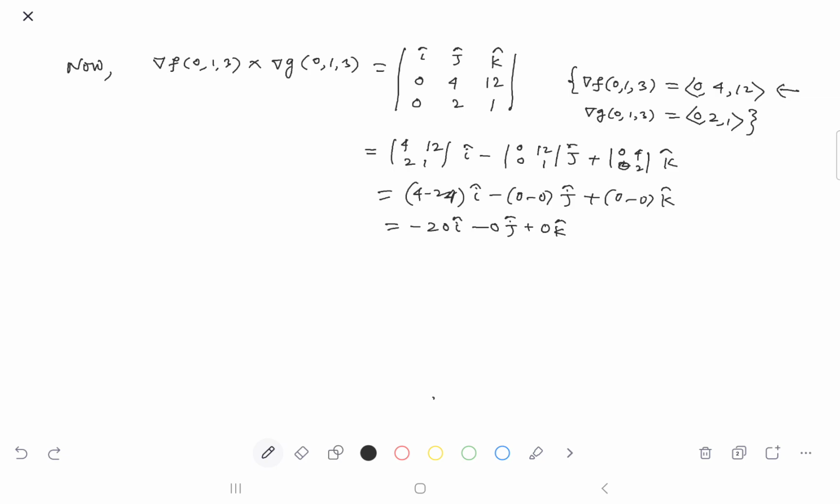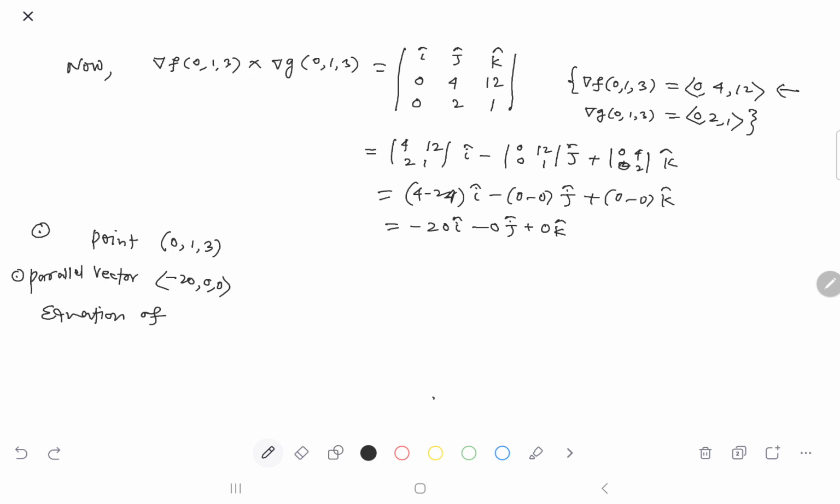Okay, very good. Now we have the point, so we are ready to write down the equation of the tangent line. The point is given by 0, 1, 3, and the parallel vector is given by negative 20, 0, 0. The point is this, the parallel vector is this, so now the equation of the tangent line.